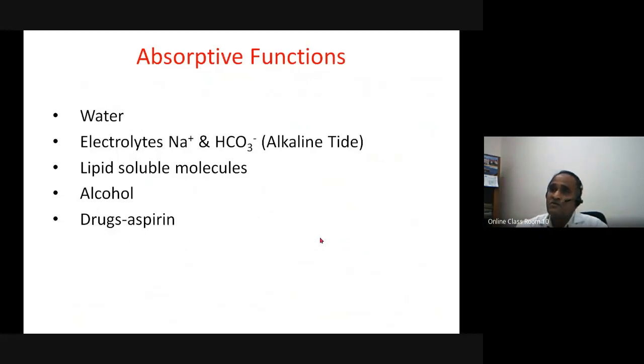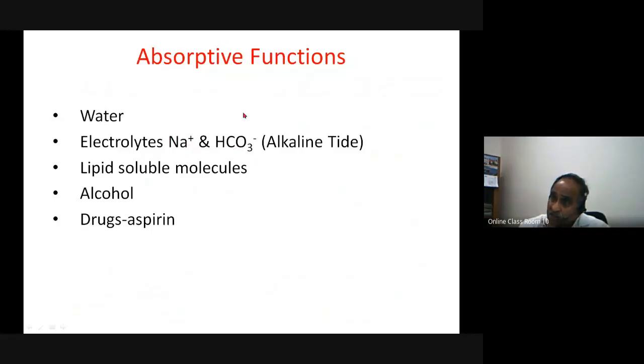Now, absorptive functions. What are the absorptive functions of the stomach? The stomach performs an absorptive function. It absorbs water by the osmotic gradient on the mucosal surface, because when some substances like sodium and bicarbonate are absorbed along with that osmotic activity, water may be reabsorbed. And these are the electrolytes mainly absorbed, that is sodium and bicarbonate.